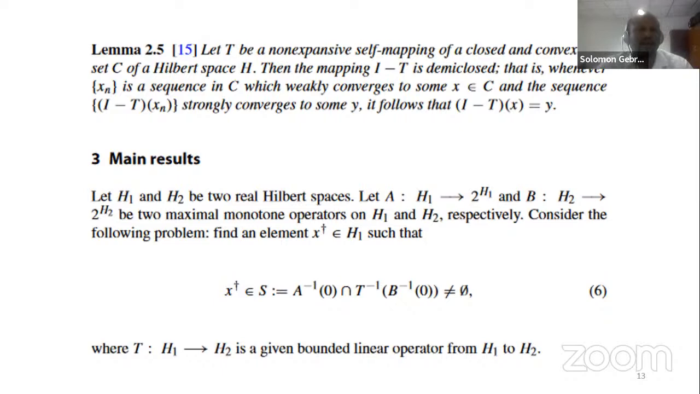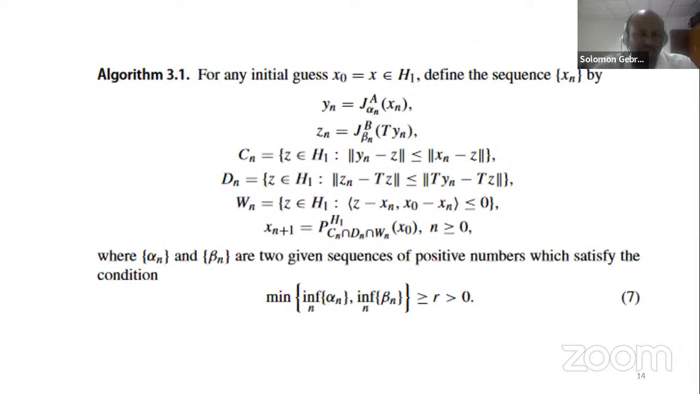Now, when you come to the main result, we have the definition of the split common null point problem, which is given by equation 6. So this is the algorithm they developed by combining the proximal algorithm and the hybrid projection method. y_n is given here, z_n, C_n, D_n, and W_n. Actually, C_n, D_n, W_n are a characterization of the metric projection. And x_{n+1} is the projection of x_0 from H_1 onto C_n ∩ D_n ∩ W_n.